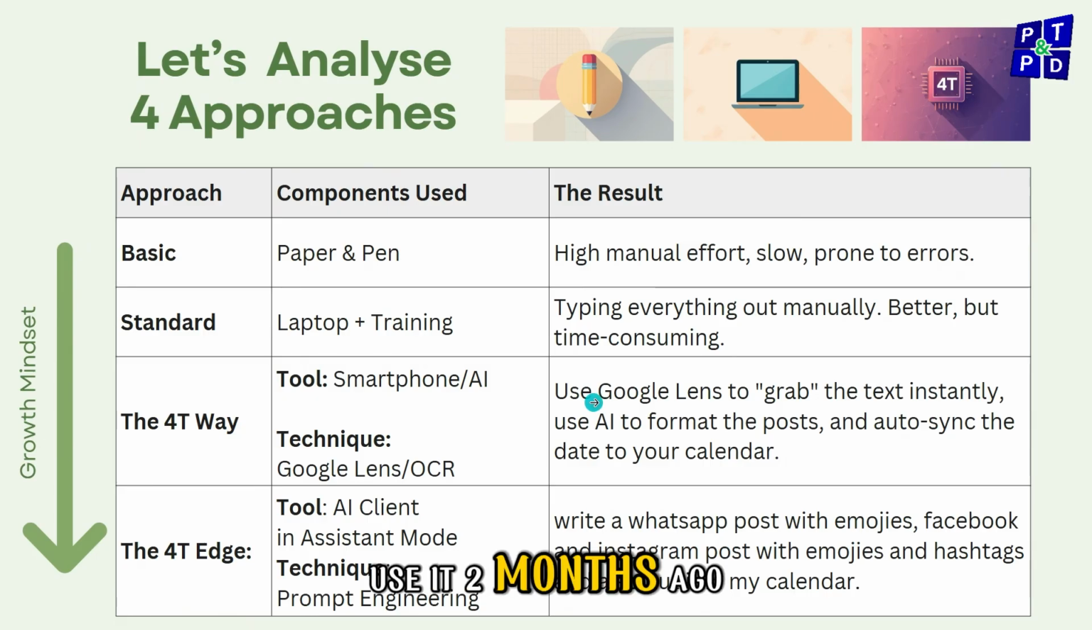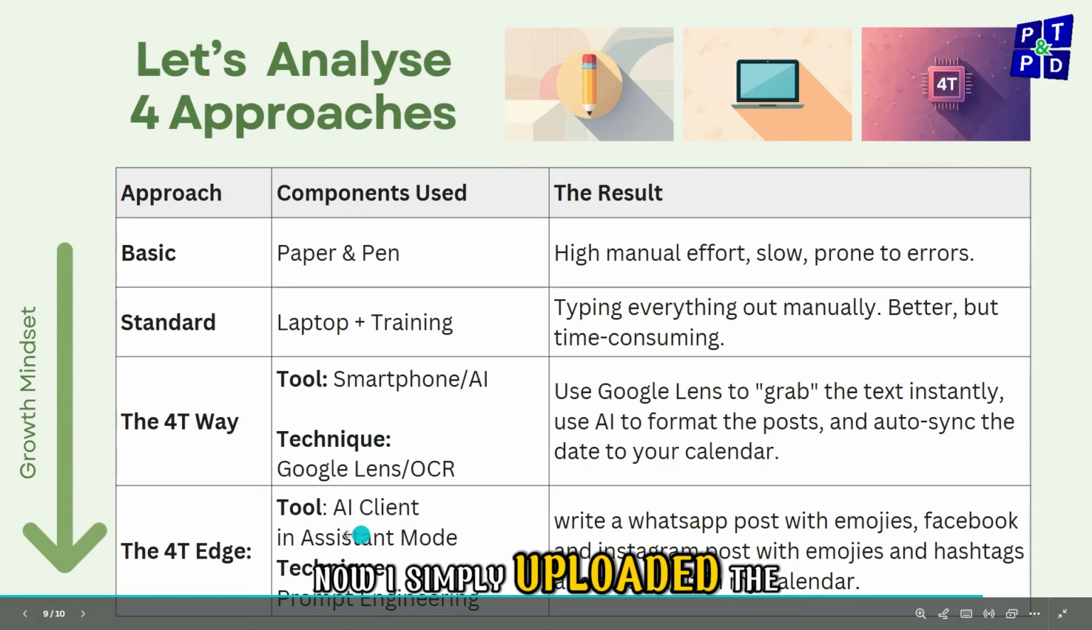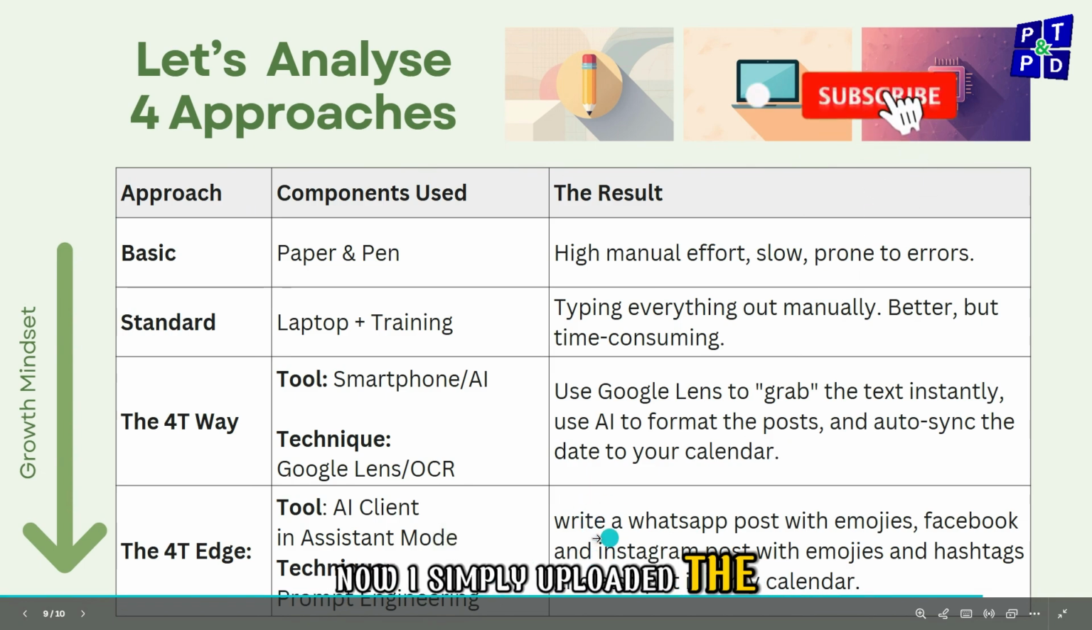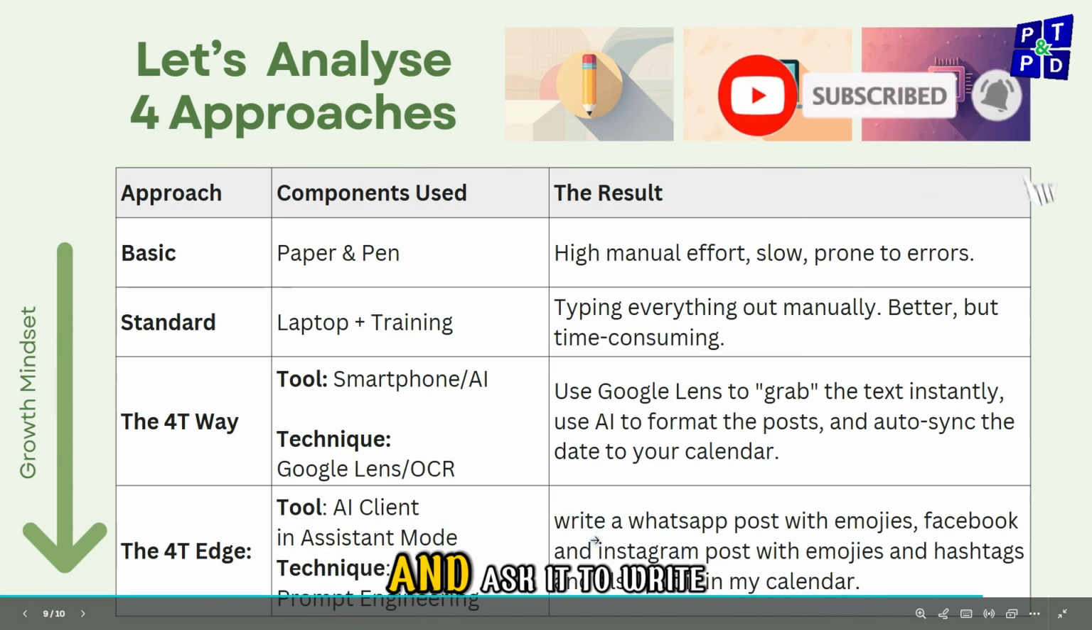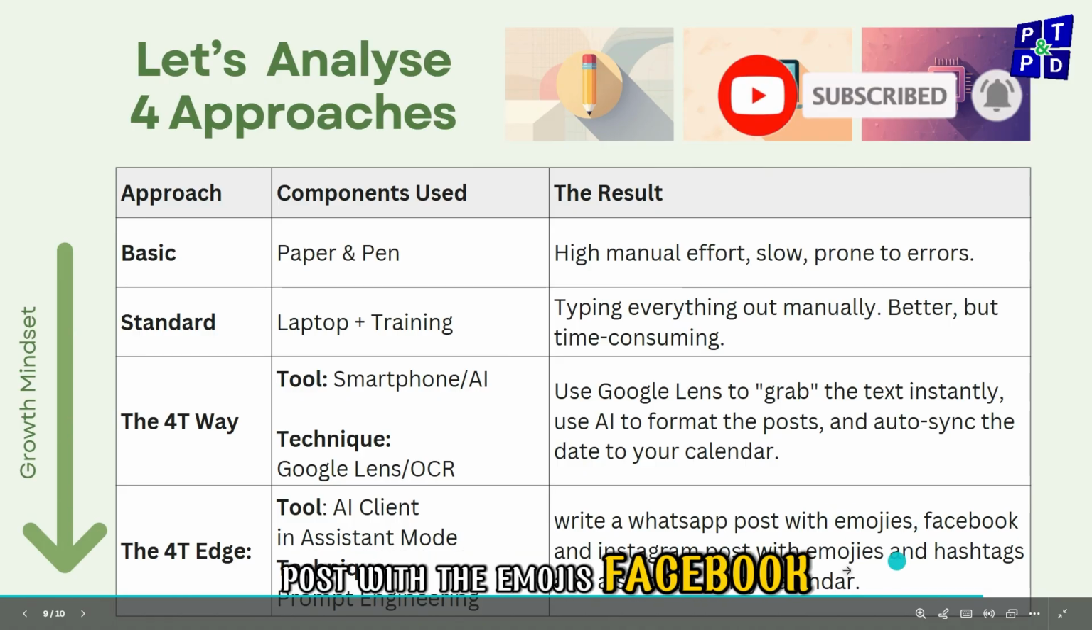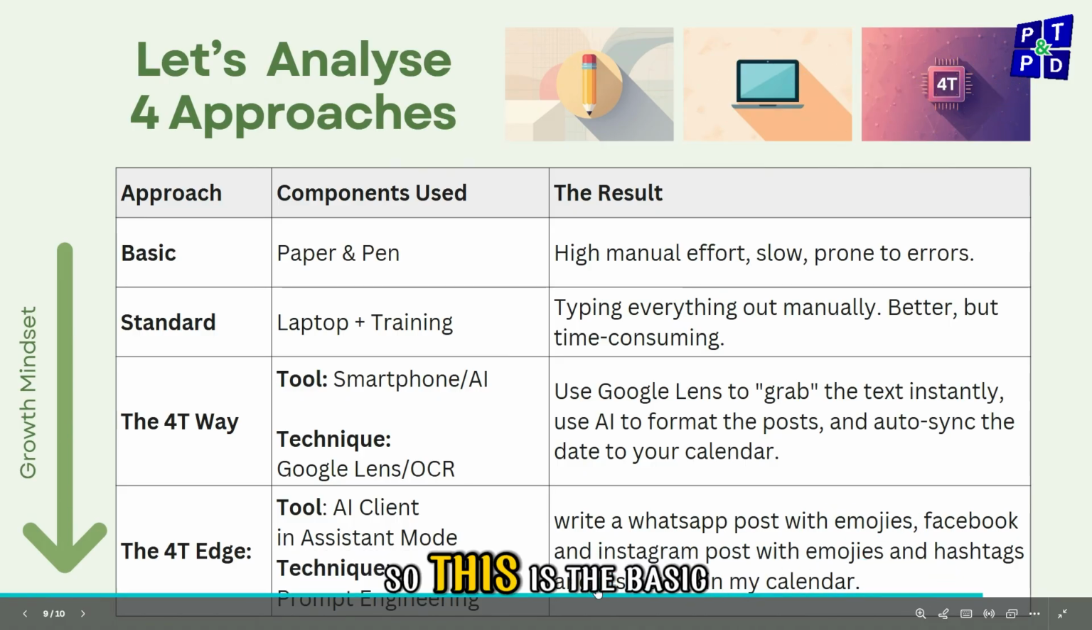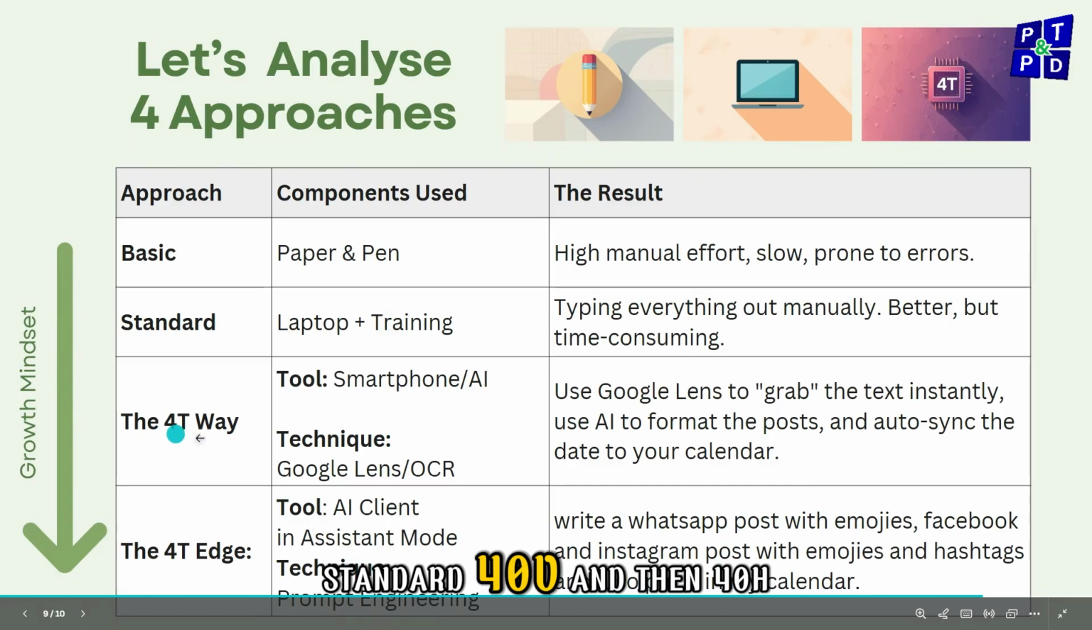I used to use it 2 months ago. I used to use Google Lens to grab the text out of it and then post it in Google Gemini and ask it to create it. Now I simply uploaded the flyer, because they also improved it, and asked it to write a WhatsApp post with emojis, Facebook, and whatever you saw there. So this is the basic standard way, and it's not the end of it.